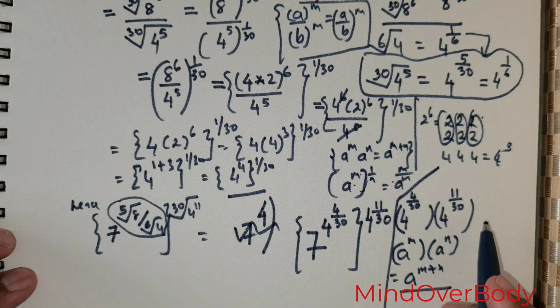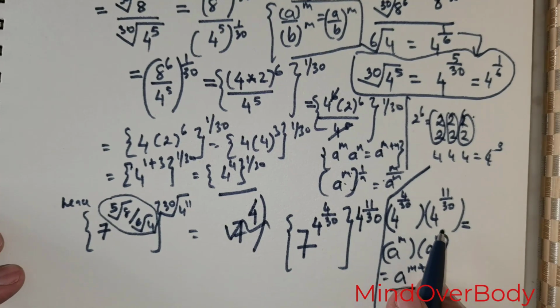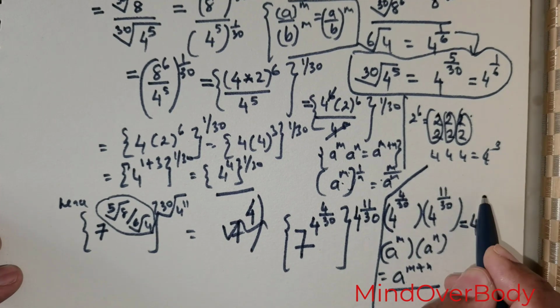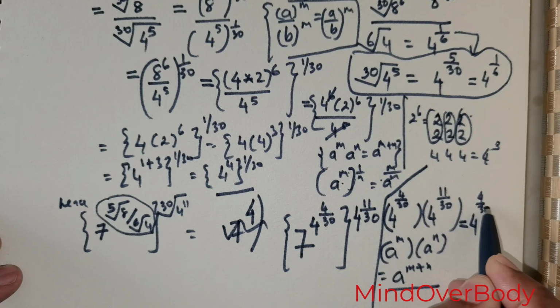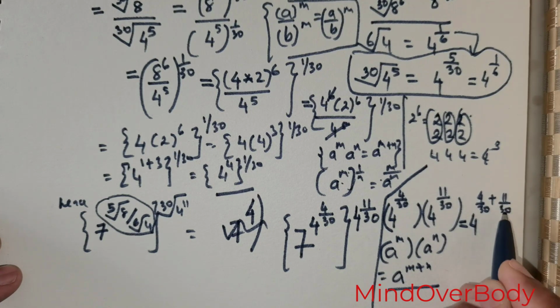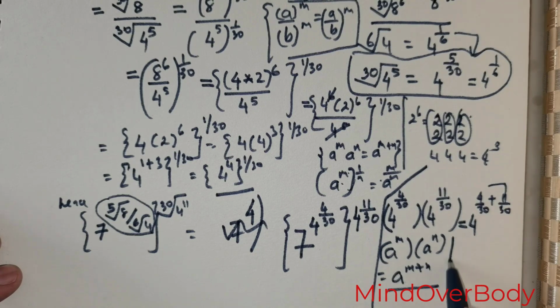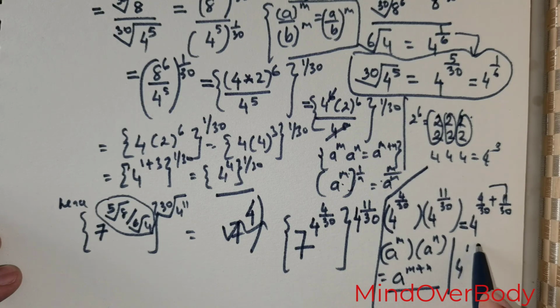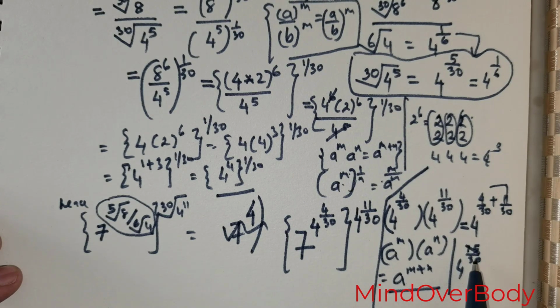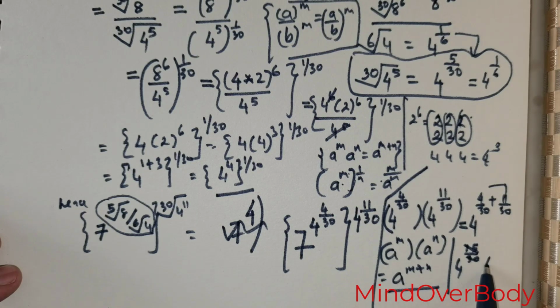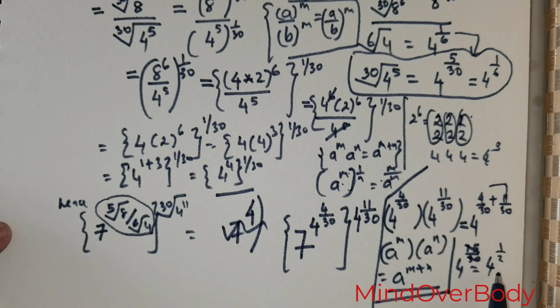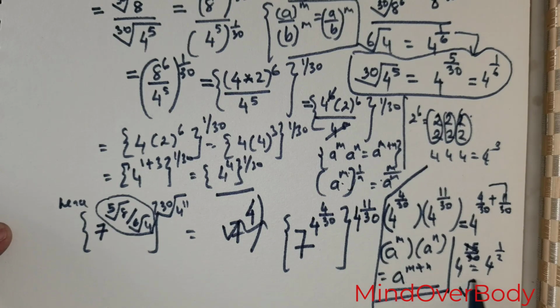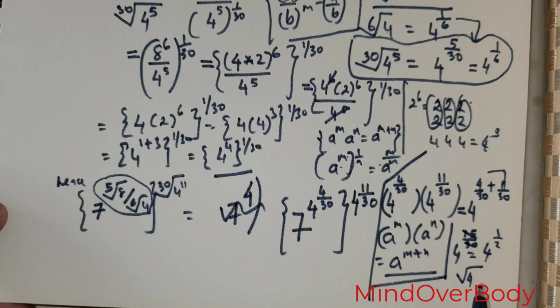By this, I can rewrite this entire quantity as 4 raised to the power 4 over 30 plus 11 over 30. So when you add these two quantities, what do you get? You'll get 4 raised to the power 4 plus 11, which gives you 15. The denominator is common, so it's going to be 30 there. Now 15 divides 30 two times, so that's going to be 4 raised to the power 1 over 2, right? But what is 4 raised to the power 1 over 2? It's nothing but root of 4. So what is root of 4? Root of 4 is nothing but 2.